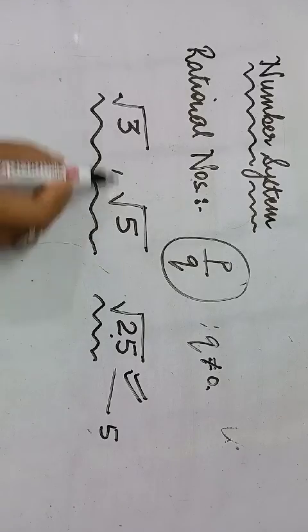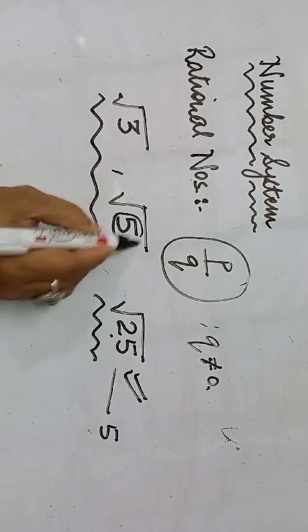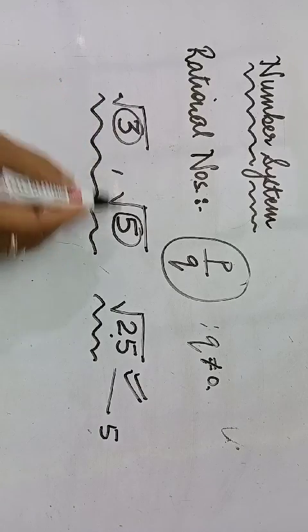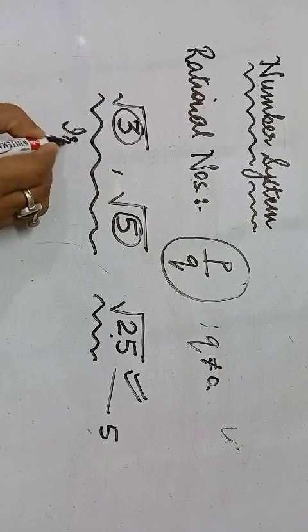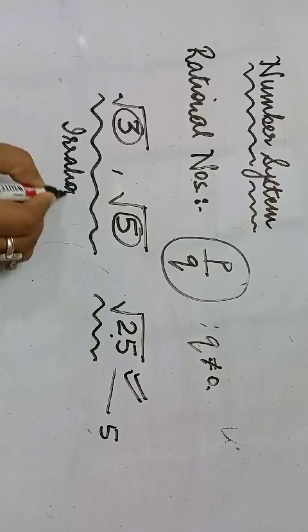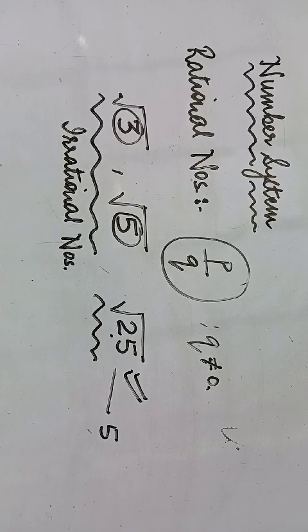But can you do the same things here? No. The answer is no, because you can simply see that these two numbers under the root sign are not perfect squares. So the square root of any non-perfect square is not going to give you a rational number. These are going to be irrational numbers.